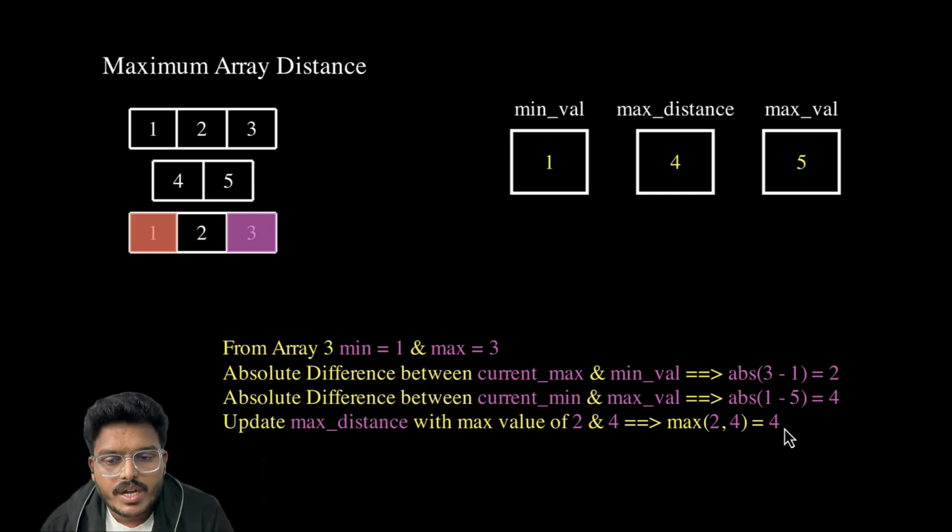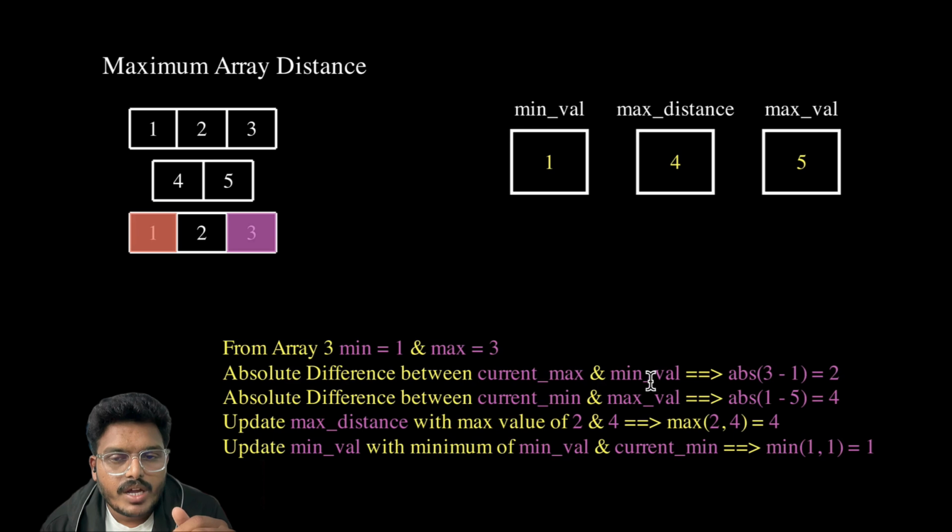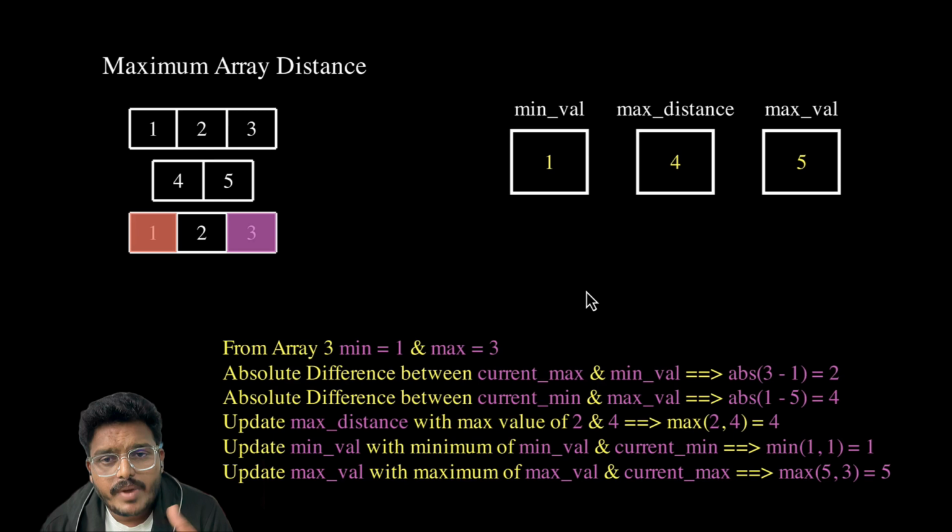Now we'll update the minimum value and the maximum value. The minimum value is the minimum of the current array's minimum and the minimum till now. The current min is 1 and the minimum till now is also 1, so the minimum of both is 1. The max value is the maximum of the current array and the maximum till now. The maximum of the current array is 3, and the maximum till now is 5, so the maximum of both is 5. We need not update.